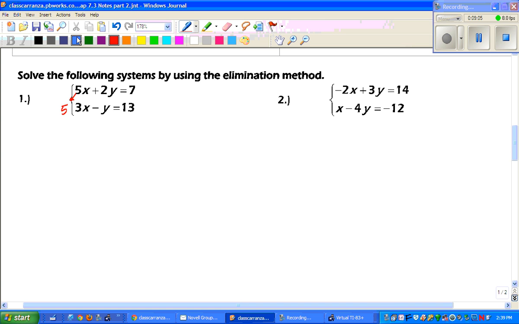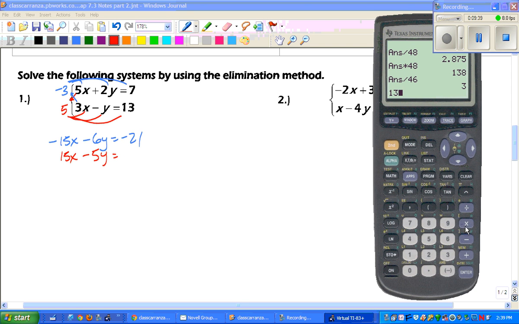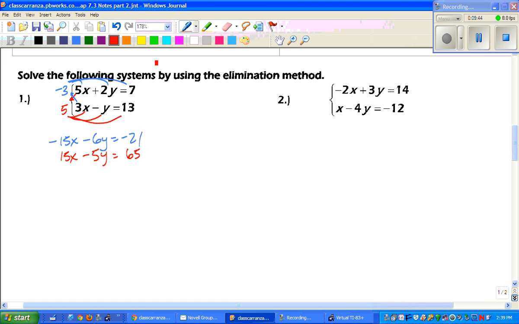Okay, so we'll bring up a 5, bring up the 3. Now they're both positive, so I'm going to make the top negative, and then I'm just going to start multiplying. So we get negative 15x minus 6y equals negative 21. And then on the bottom, we get 15x minus 5y equals, and then if you don't know that off the top of your head, 13 times 5 is 65.